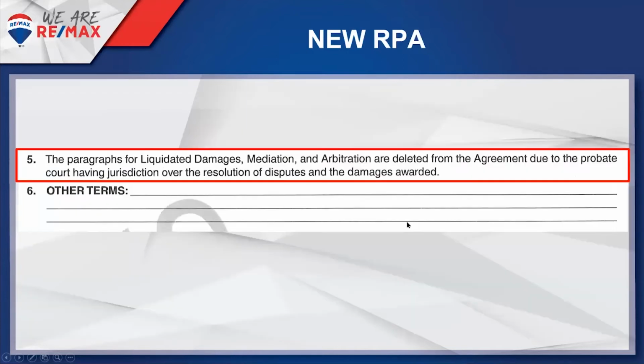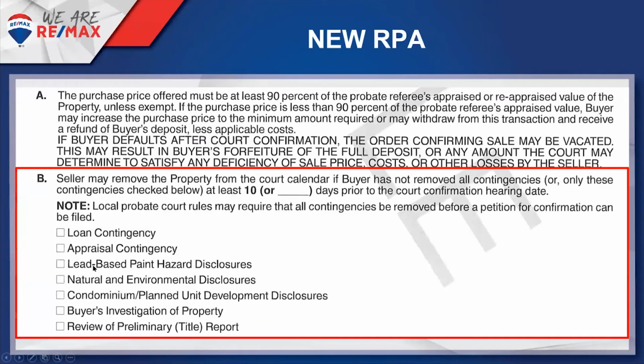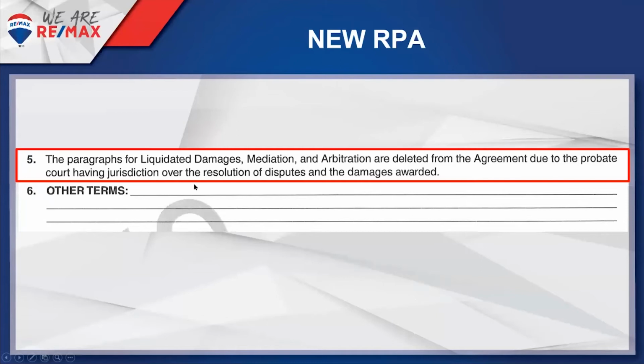And then there may be a requirement that the buyer remove contingencies prior to going to court confirmation. These are contingencies that do not have to be removed. So if they're checked, then they get to stay. Otherwise, it's all contingency. That's the boilerplate. And then finally, an important point is that in a probate sale, even though the RPA might have liquidated damages, mediation, and arbitration included in it, liquidated damages and arbitration by initialing, mediation in the boilerplate, it will not be part of a probate transaction.